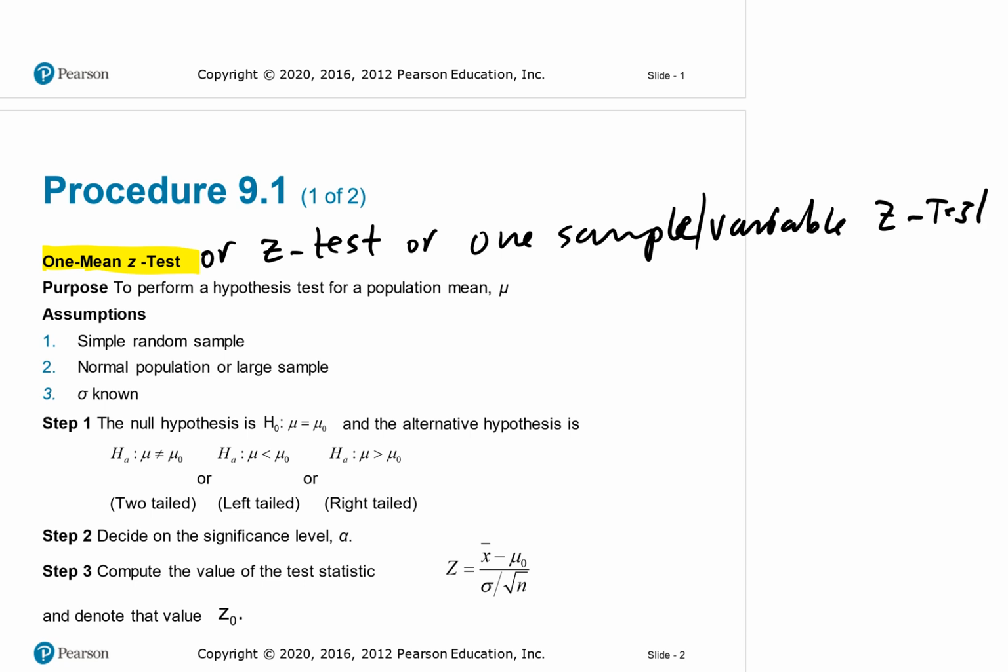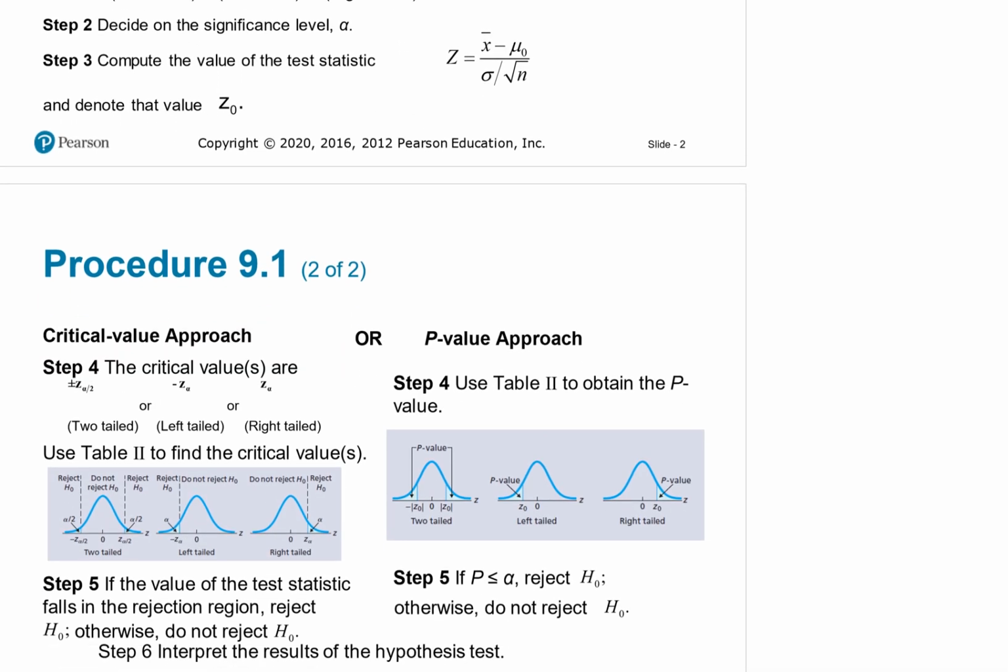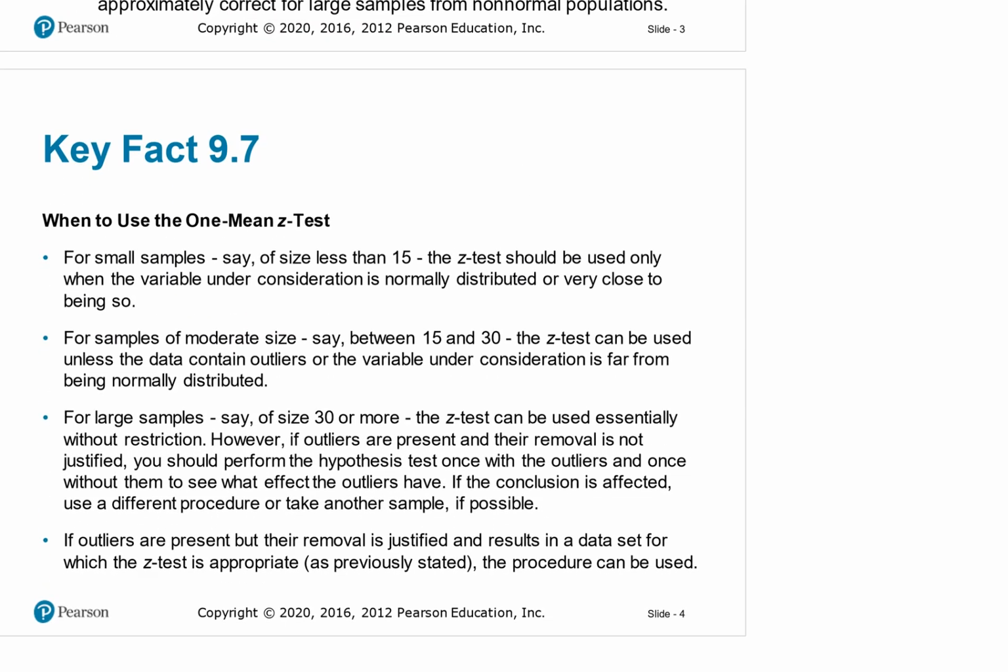To perform the hypothesis test for the population mean mu, how do we do this? First, we make sure that the sample is a simple random sample. It's coming from a population that is normally distributed, or the sample is a large sample, meaning the sample size is bigger than or equal to 30. And sigma is known to us. I'll come back to this in a minute. What we need to do is make sure when we are allowed to use the z-test, or the one mean z-test.